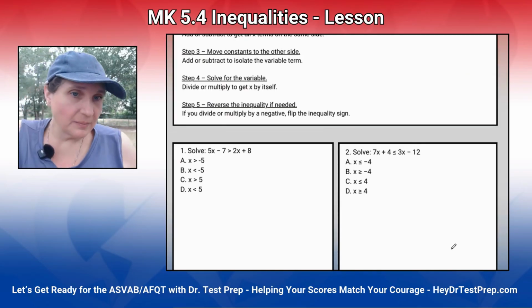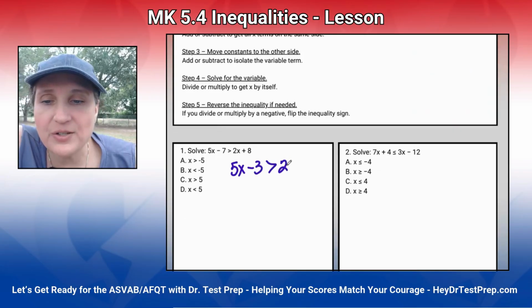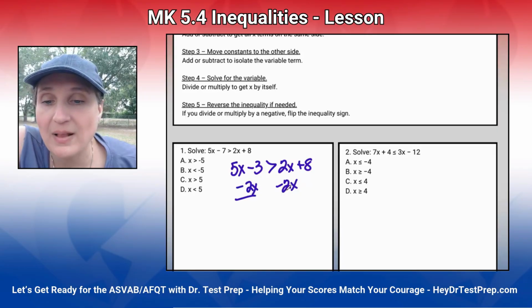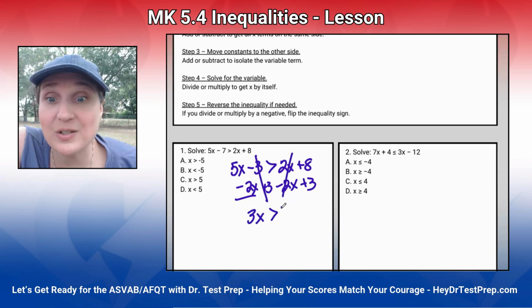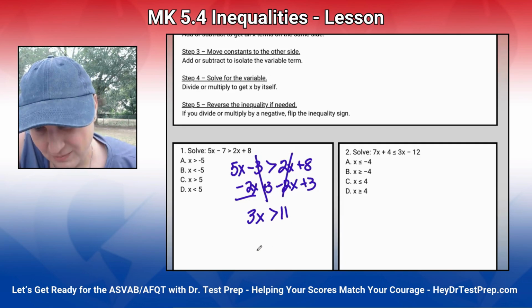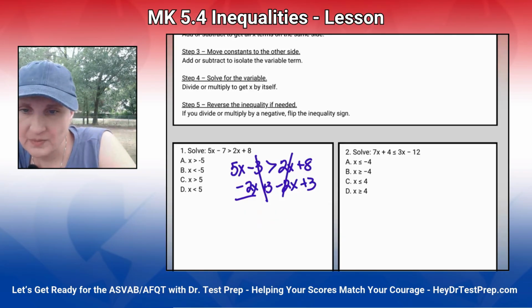Okay. Good. 5x minus 3 is greater than 2x plus 8. Subtract 2x from both sides. Add 3 to both sides. That means these cancel and these cancel. So I'm left with 3x is greater than, let's see, did I do that one right? Oh, nope, I wrote the wrong numbers. That should be a 7.